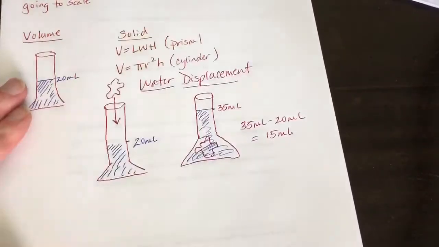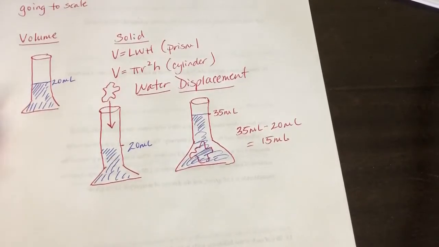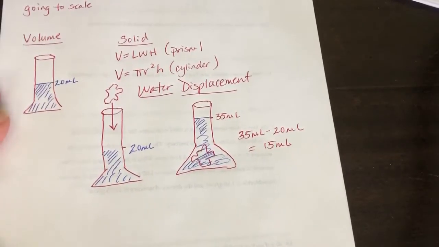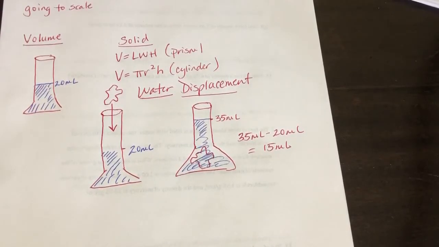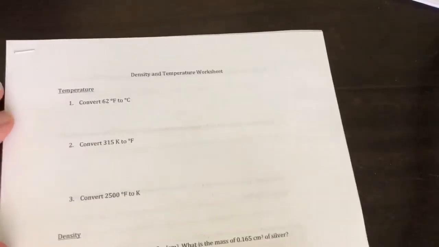Say I get into a bathtub that's full of water. What's going to happen? Well, some of that water is going to flow out. The amount of water that flows out of the bathtub is going to be equal to the volume of your body. So just keep that in mind. You need to make sure you know what water displacement is. Now let's go through our temperature and density worksheet.